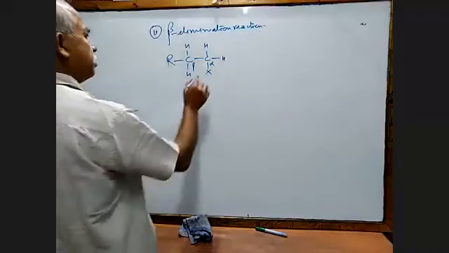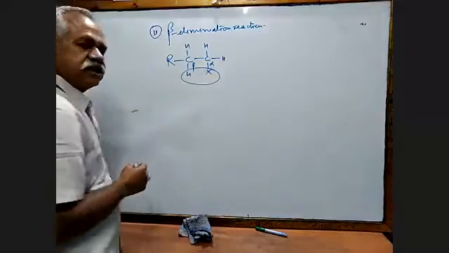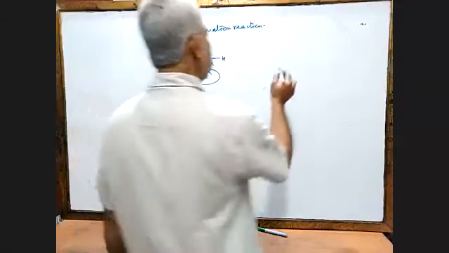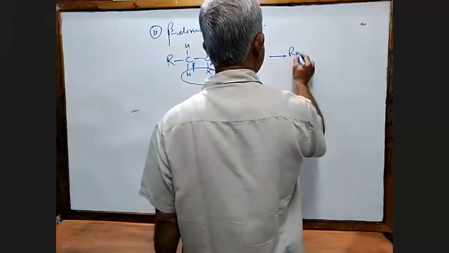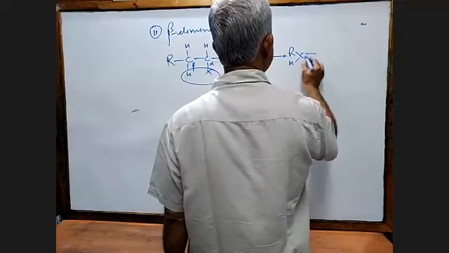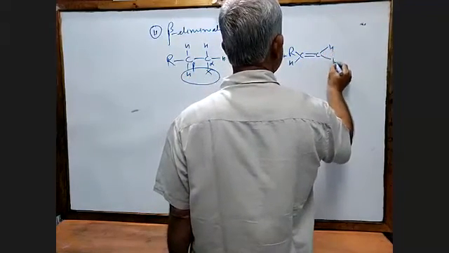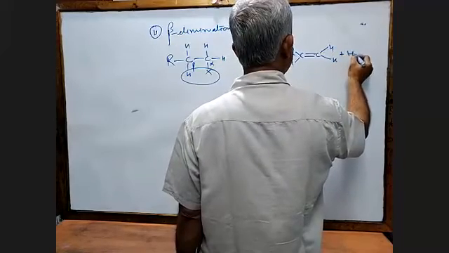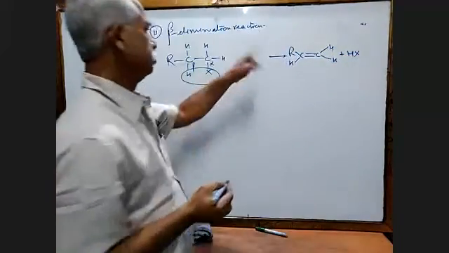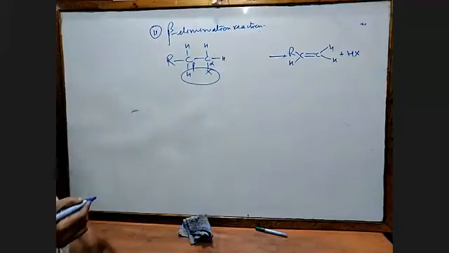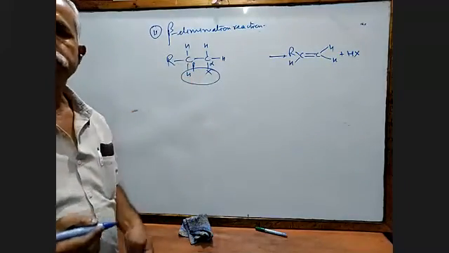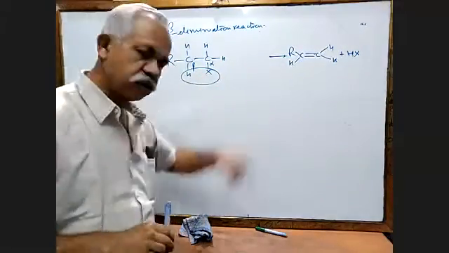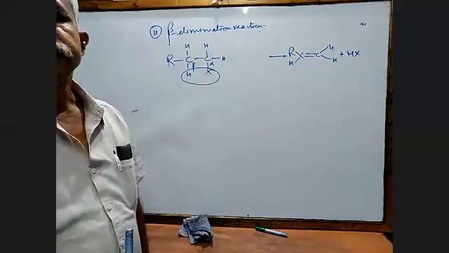In beta elimination reaction, what happens? This molecule goes out. When it goes out, you get here an unsaturated compound, the corresponding alkene. This is called beta elimination reaction. The leaving group goes from the alpha carbon and the hydrogen goes from the beta carbon. This is the reason we call it beta elimination reaction.